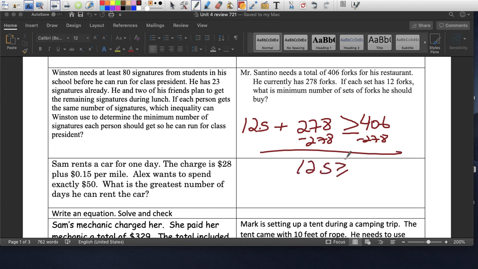So how many? 460 minus 278 equals 182. In actuality, he only needs 182 forks because he already has 278. So if I go to Target, how many packages of 12 do I need to buy to get at least 182? 182 divided by 12 is going to be 15.17 packages. But I can't do that. So I need to buy 16 packages or more to reach my goal.